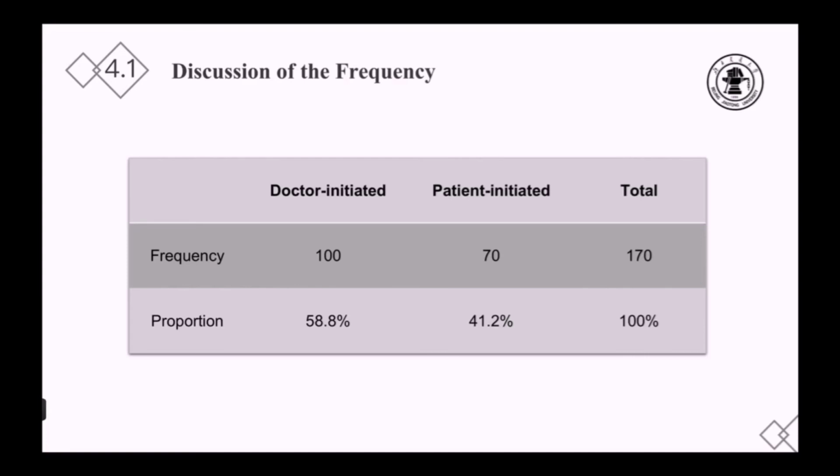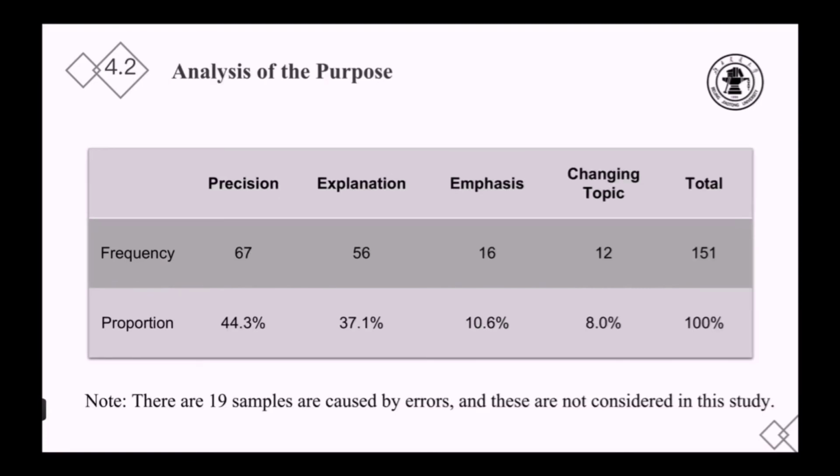It is obvious to notice that this study has 170 repair samples, and among which doctors initiated repair 100 times, while patients just initiated repair 17 times. That's to say, doctors in primary hospitals prefer to use repair to let themselves be easier to be understood by their patients. And then is the second table. The second table shows the classification of purpose of using repair.